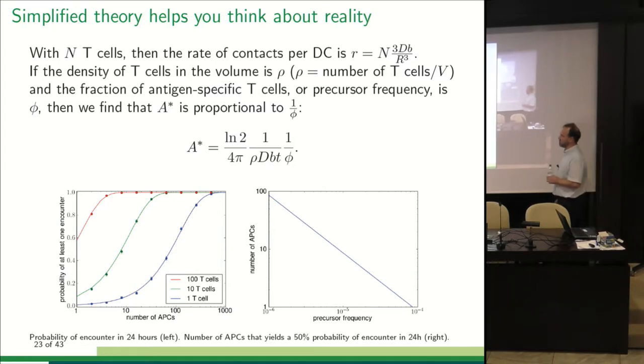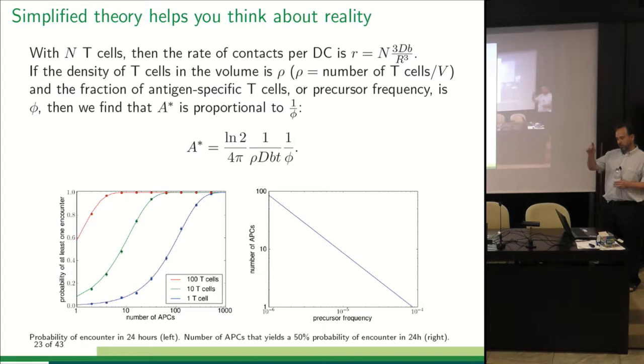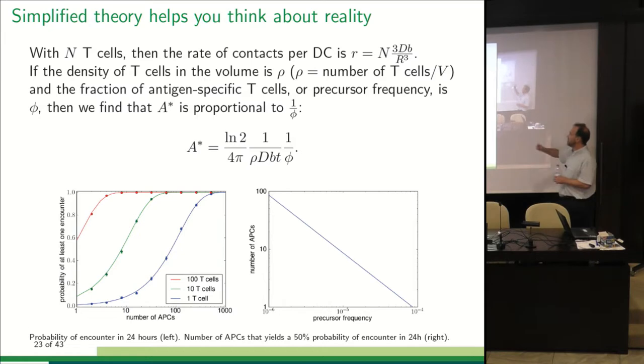I mean, interesting to people like Philippe Rousseau, because remember, our time scale was r cubed over 3 dB. So we've got our rates, 3 dB over r cubed. What's volume? Volume is 4 over 3 pi r cubed, something like that, right? So what you're saying is that the number of dendritic cells that you need is actually proportional to the number of T cells per unit volume.